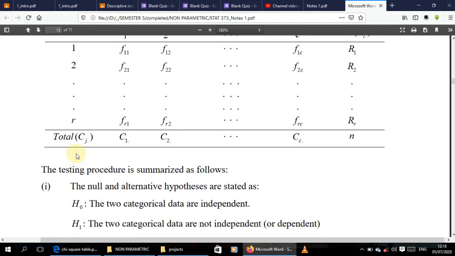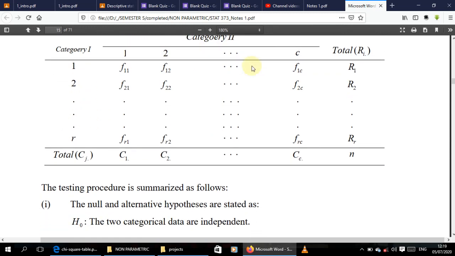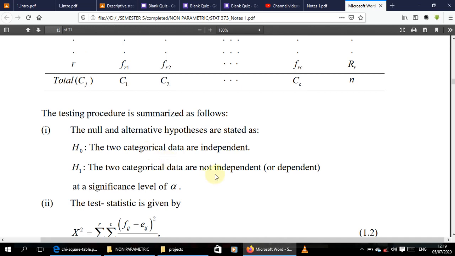It means if you are male, it doesn't mean you get more marks, and if you are female, it doesn't mean you get more marks. That means your marks don't depend on your sex or gender. Because you have no idea, that's always your null hypothesis. The alternative is that the two categorical data are not independent, that means they are dependent. It means somebody of male gender may have more marks than the other, so you want to verify.